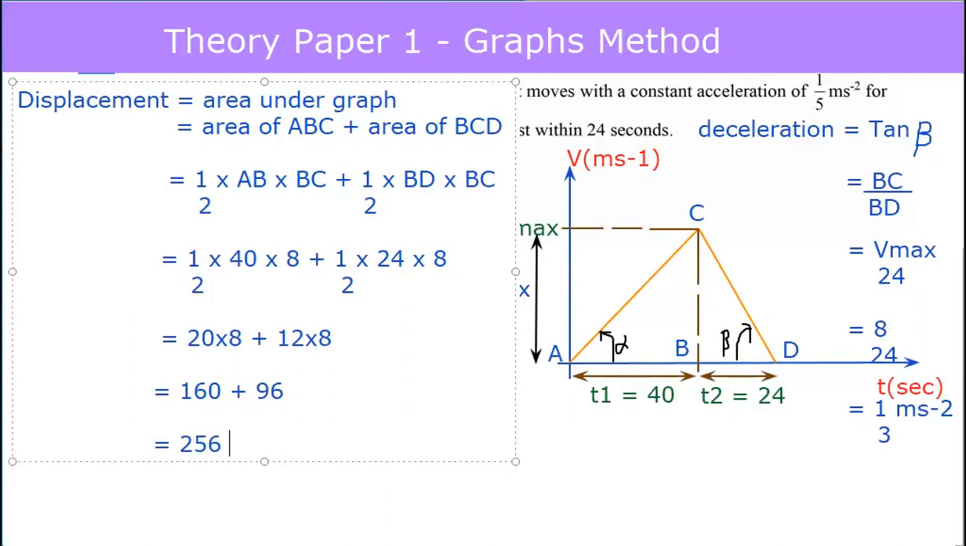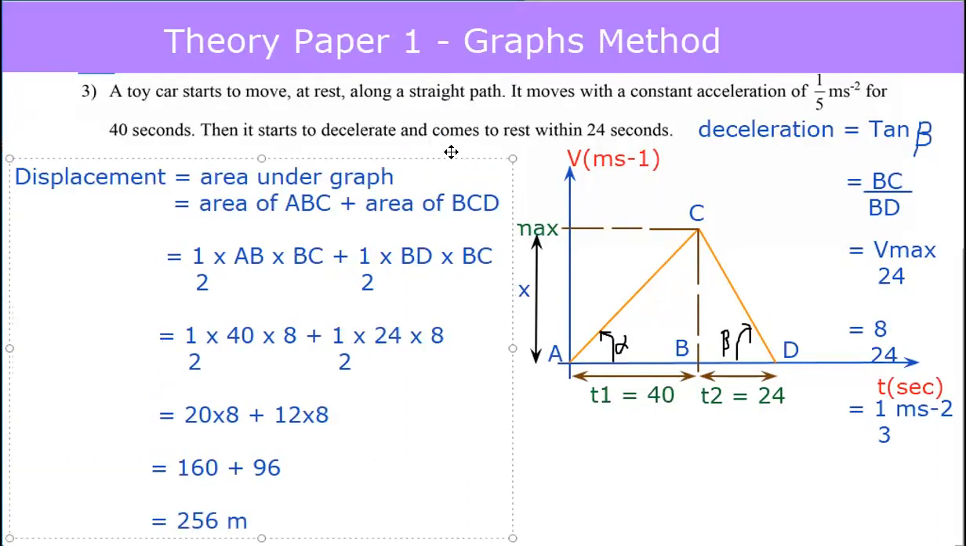Is it correct here? Who got the answer as 256 meters? Lamai? Very good. Excellent. So we have successfully answered. We have found the maximum velocity, we have found deceleration, we have found acceleration, and we have found total displacement. So we have successfully answered question number 3. If you have missed anything, please write them all here. Please complete if you have missed anything.